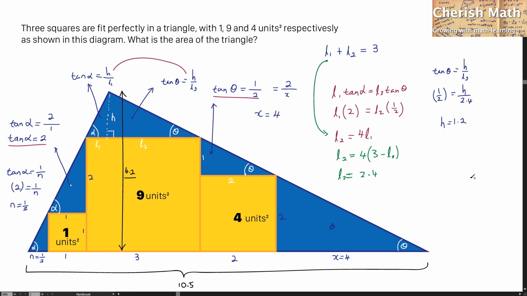And now for the final step, I'm going to find the area of this triangle using 1/2 multiplied by the base length, which is 10.5, and multiplied by the height of the triangle, which is 4.2. So the area of this triangle is 22.05 units square. And I solved the puzzle.